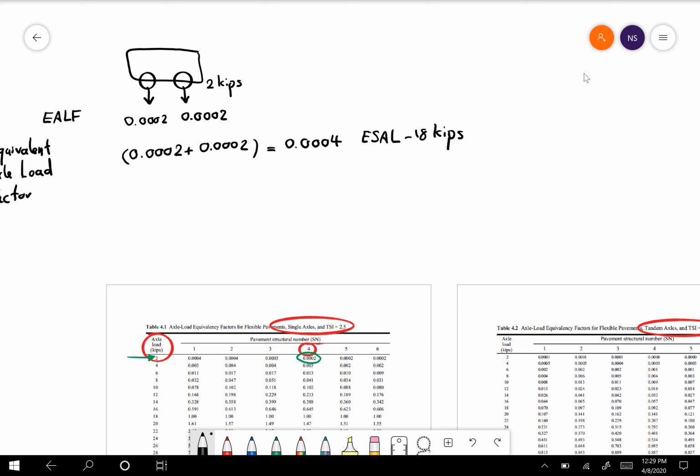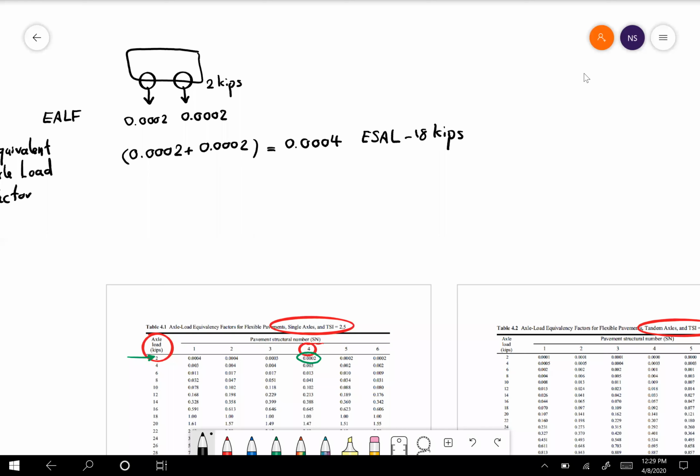Remember the ESO that we talked about on a single axle load, and we said that we need to convert everything to 18 kips to be able to calculate the overall traffic load. This is that process. So again, the damage that one regular car imparts on pavement is equal to 0.0004 18 kips single axle load, right?